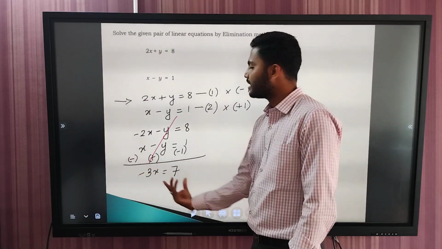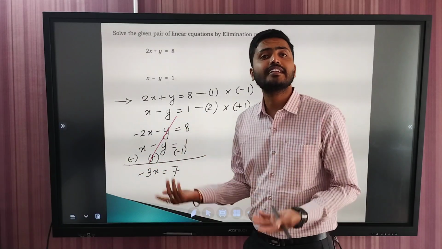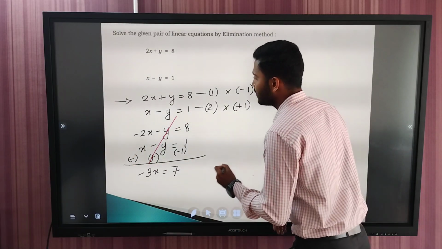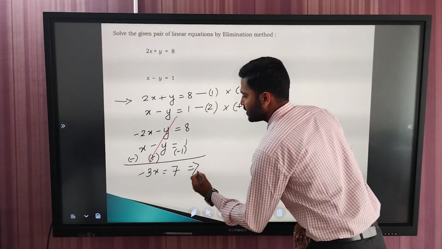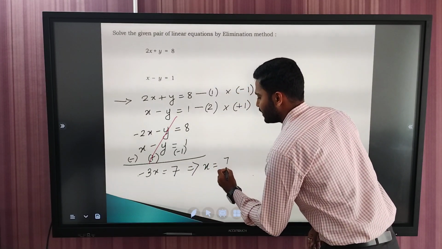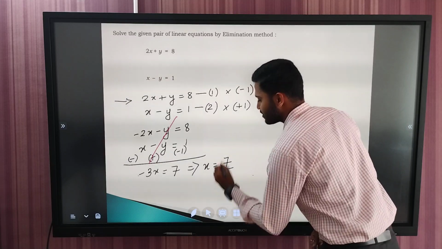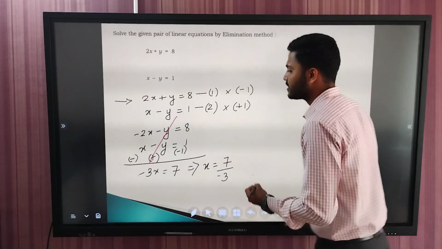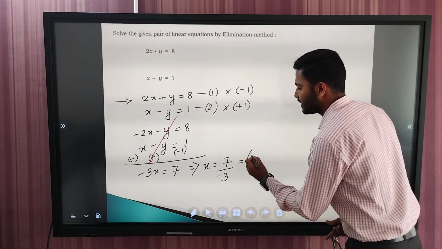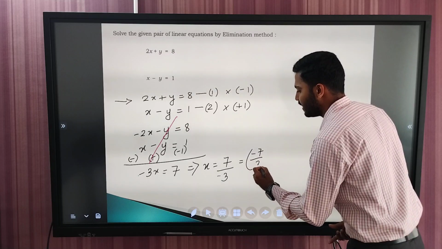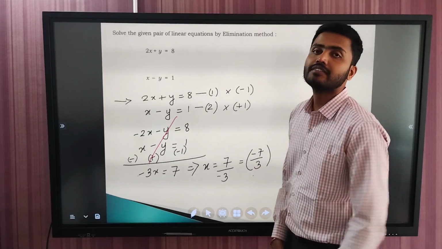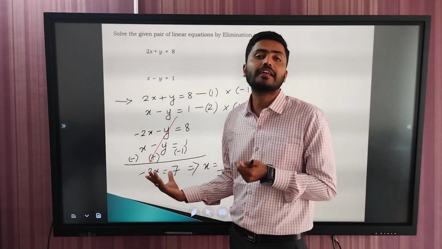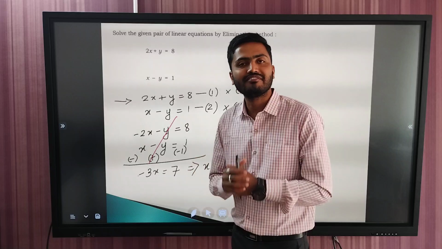So now the variable y we have eliminated, and we are having minus 3x is equal to 7. This is a linear equation in one variable. Now we know how to find the value of the variable. So the value of x is going to be equal to 7 divided by minus 3. It is going to be 7 divided by minus 3, or else you can also write it as minus 7 divided by 3. Okay. So now that we have got the value of x, put the value of x in either equation 1 or equation 2 to find the value of y.